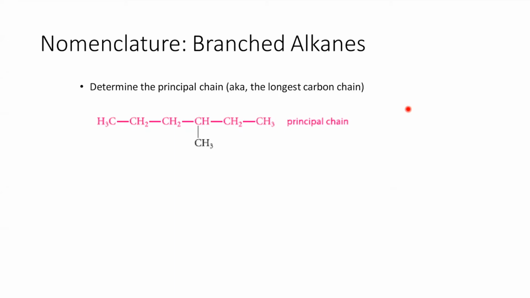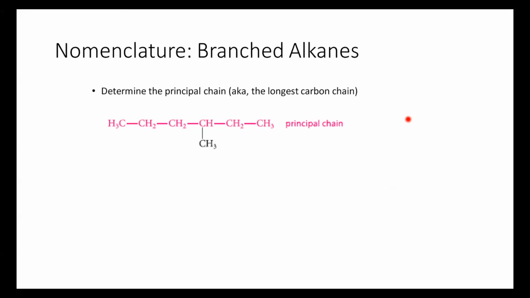Okay, so how do we name branched alkanes? An example of a branched alkane is right here. The first step is to determine the principal chain. The principal chain is just the longest carbon chain, emphasis on carbon. We're just looking at the carbons. Here it's already in pink, but in exams, they might not tell you this is the principal chain, so you have to figure that out, right?